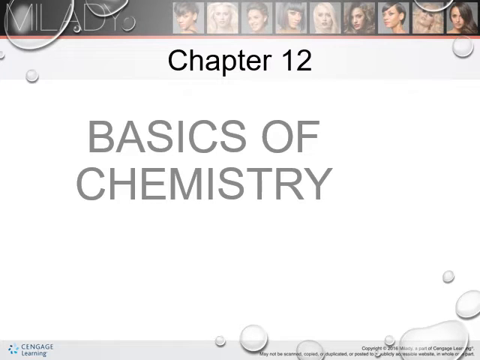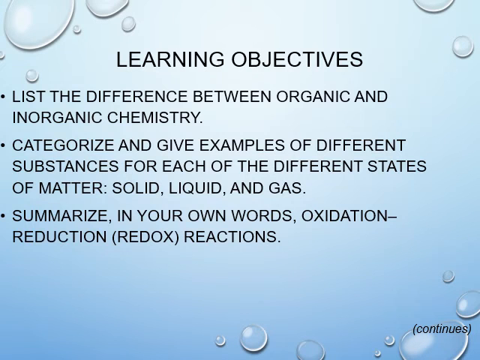Basics of Chemistry, Chapter 12. Learning objectives of this chapter include: list the difference between organic and inorganic chemistry; categorize and give examples of different substances for each of the different states of matter: solid, liquid, and gas; summarize in your own words oxidation and reduction reactions.